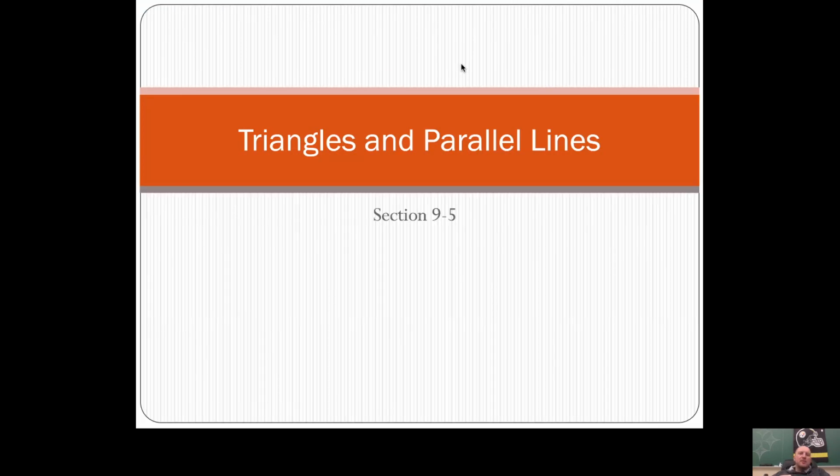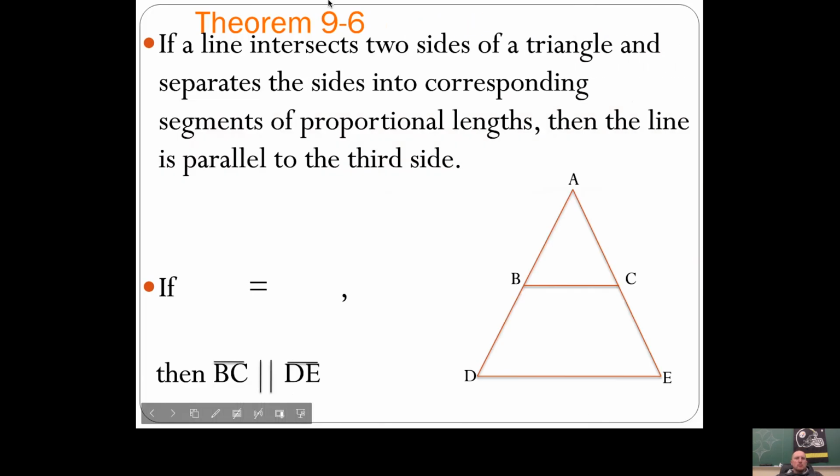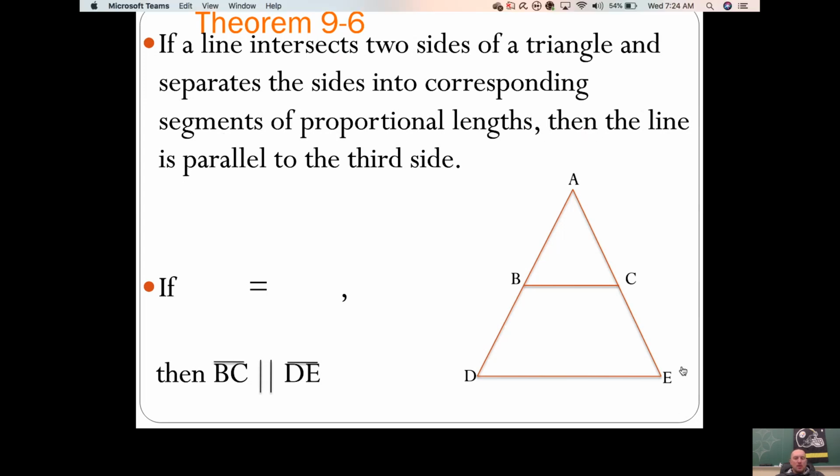This is section 9.5. It's on triangles and parallel lines. This is theorem 9.6. If a line intersects two sides of a triangle and separates the sides into corresponding segments of proportional lengths, then the line is parallel to the third side. This is basically the converse to the theorem that we learned in the last section.